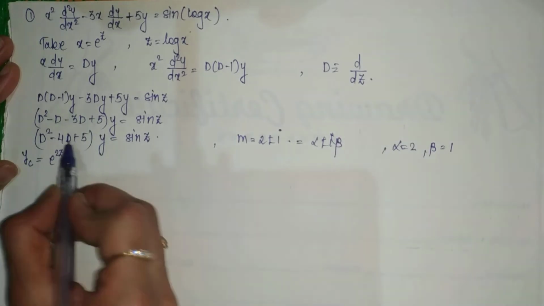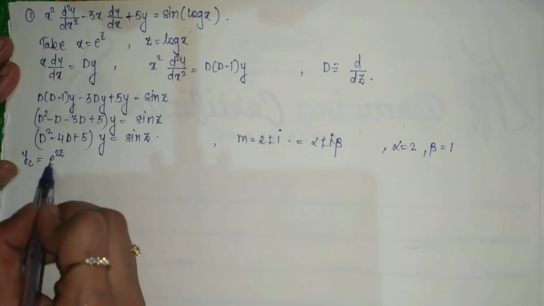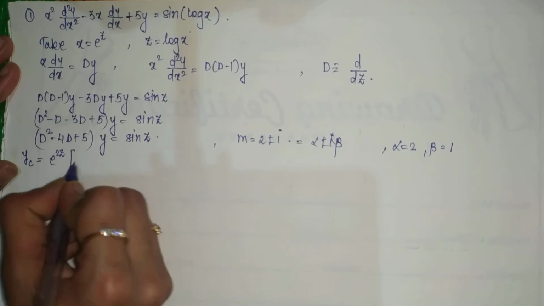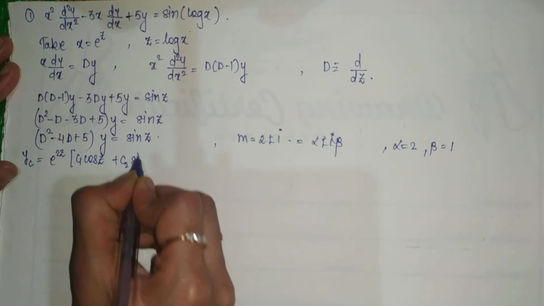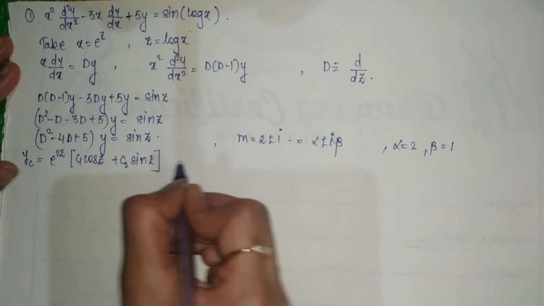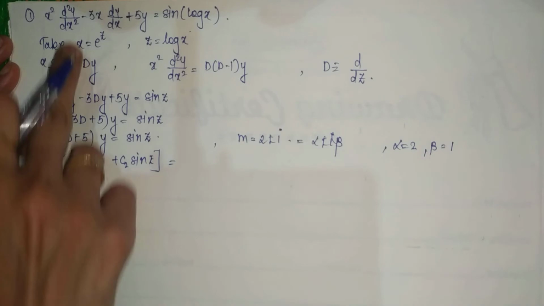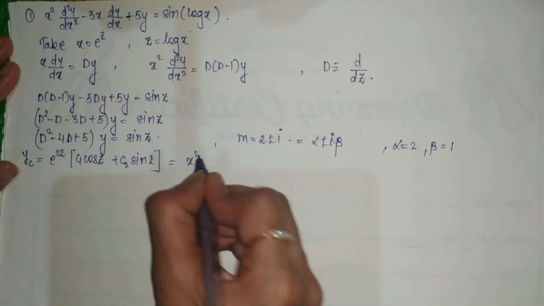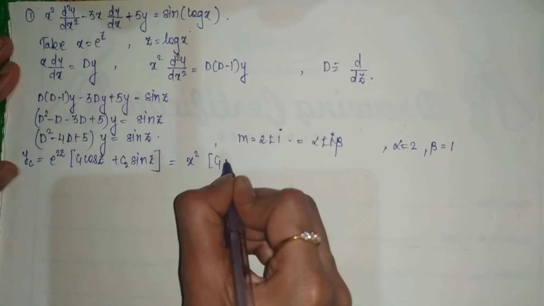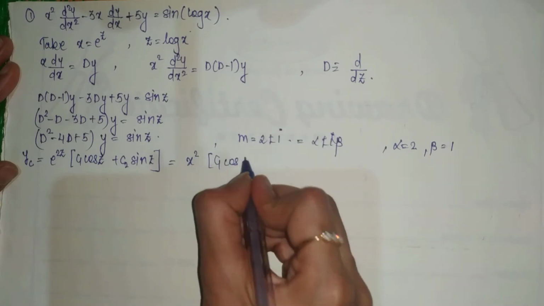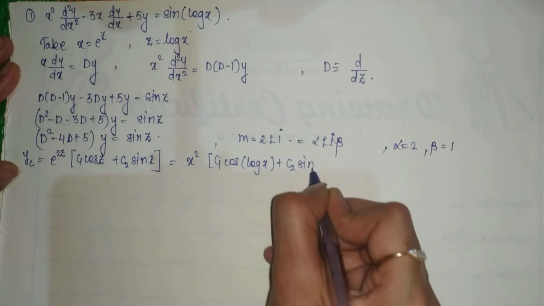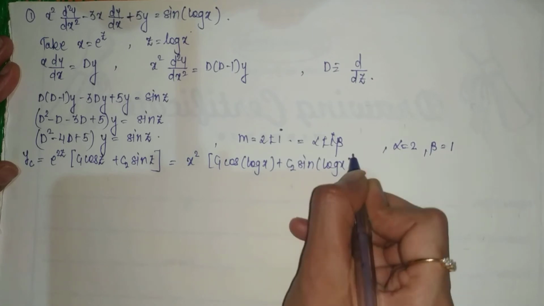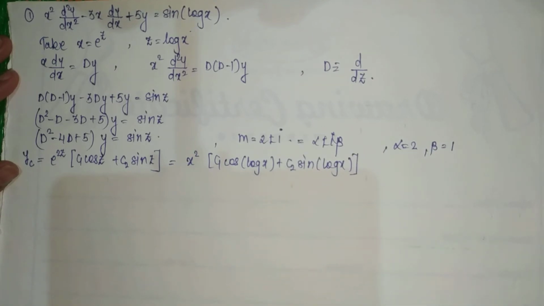Okay, because this is the d by dz operator. So e to the power 2z into c1 cos z plus c2 sin z. Now you can replace z in terms of x. So e to the power z is x. So e to the power 2z will be x square c1 cos of log x plus c2 sin of log x. So this is my required complementary function.